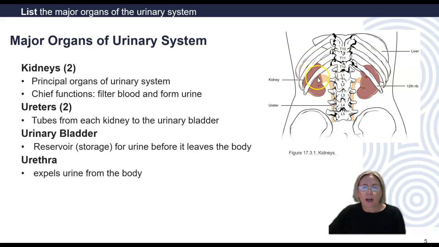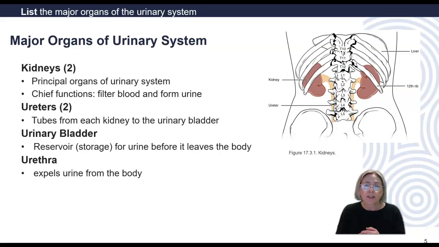Of course, here we have our right and left kidneys. The chief functions of these are to filter blood and form urine. We have then the two ureters, which you can also see there. And these are tubes that take the urine from the kidneys to the urinary bladder, right?